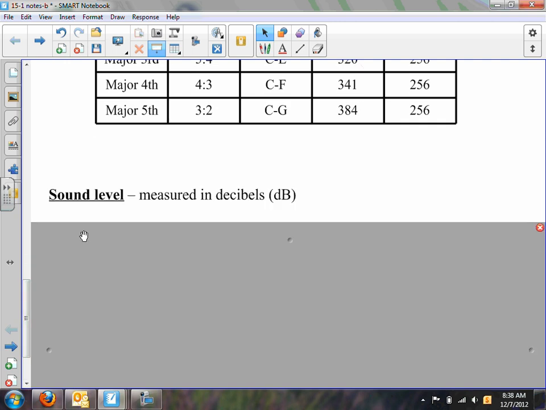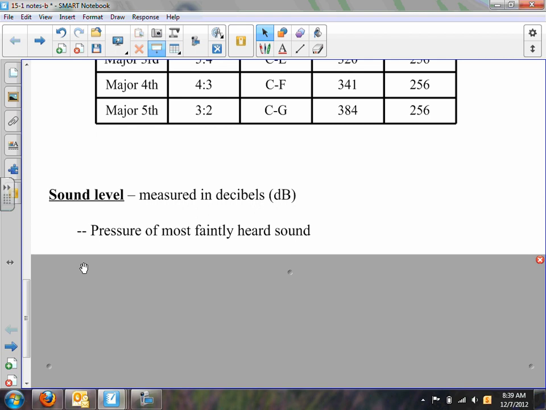Last thing, sound level. This is measured in units of decibels. And it's kind of interesting because science is always precise. We define sound level as the pressure of the most faintly heard sound, which is interesting because that actually can vary based on different people. They have different sounds they can hear.